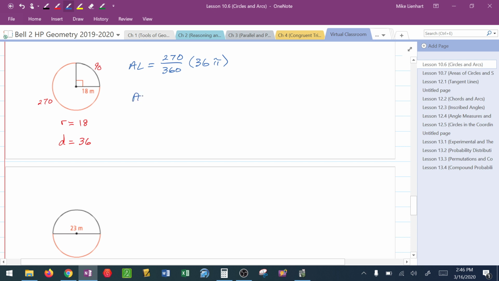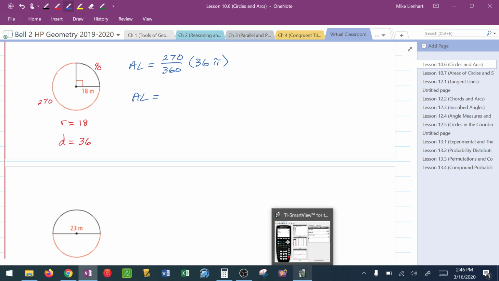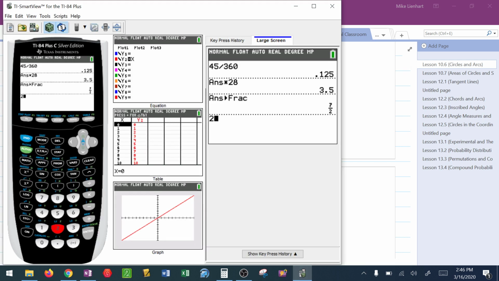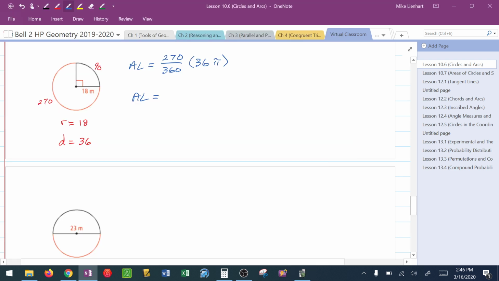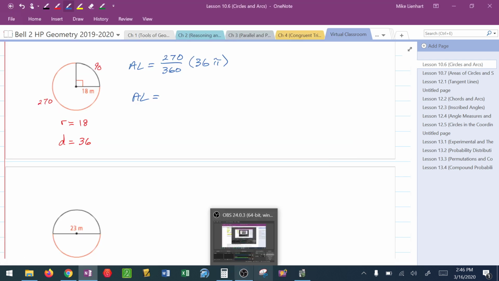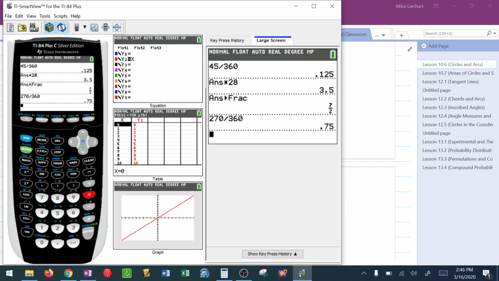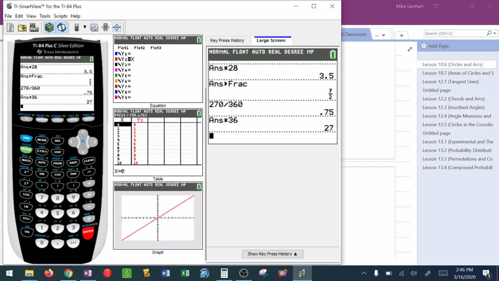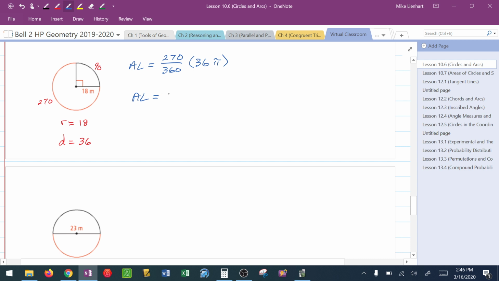All right, now I'm going to go ahead and use the calculator this time. I've got 270, not times, divided by 360. I get that answer, 0.75 times 36. And, oh, it worked out nicely, so this is just simply 27 pi meters. Make sure, again, that we are labeling things.